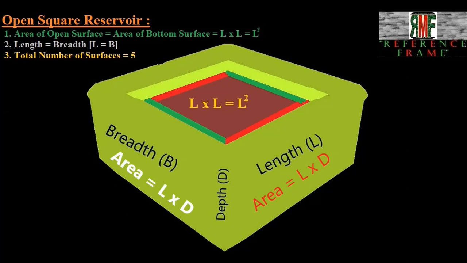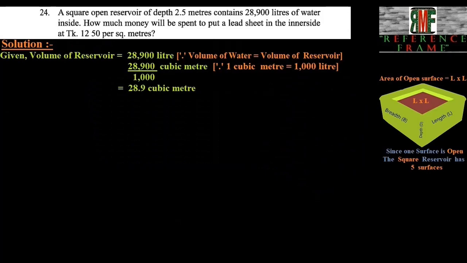Okay, so let's move. It is given here a square open reservoir of depth 2.5 meter contains 28,900 liters of water inside. How much money will be spent to put a lead sheet inside at Taka 12.5 per square meter? Here they wrote 1250, which is just a typing mistake. Whatever it is, that doesn't matter.